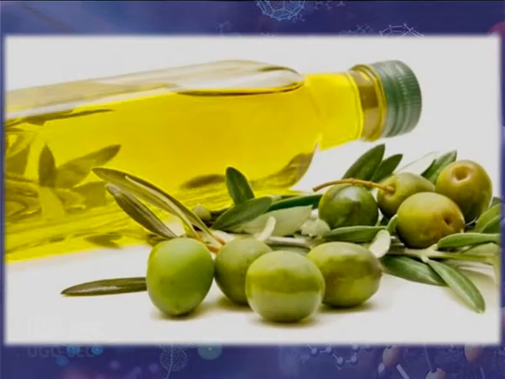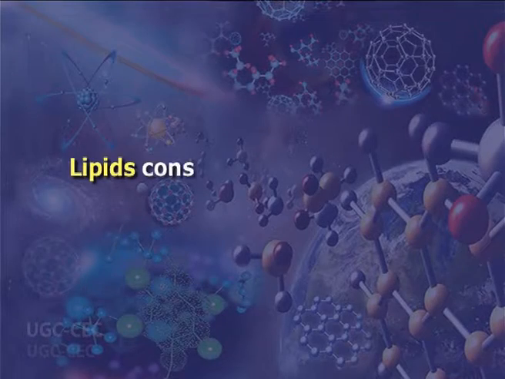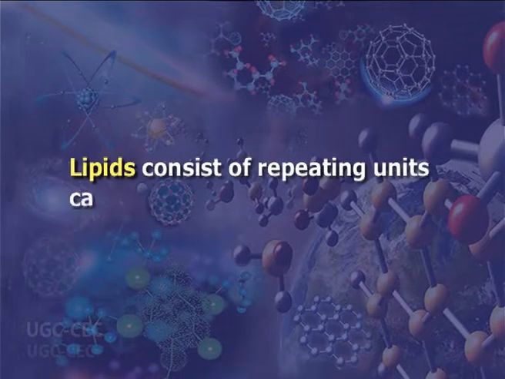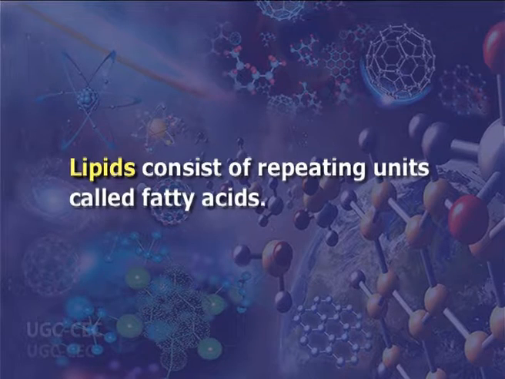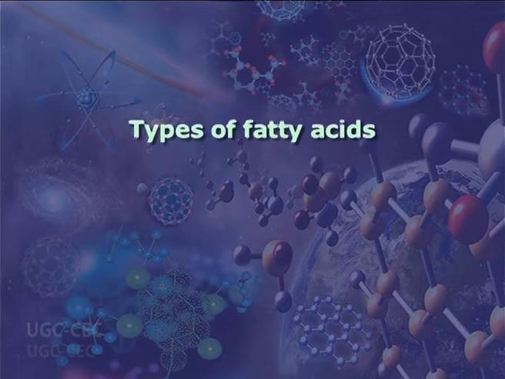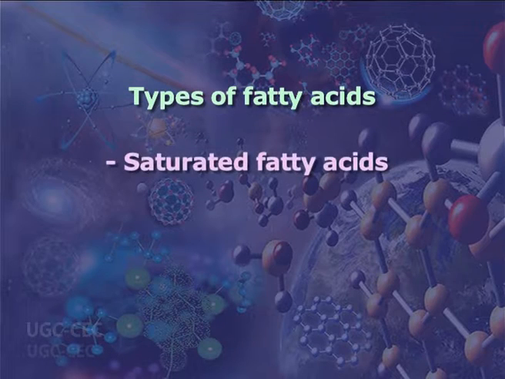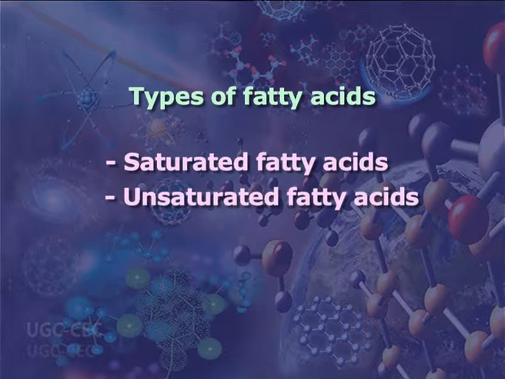Lipids. A lipid is an organic compound such as fat or oil. Organisms use lipids to store energy, but lipids have other important roles as well. Lipids consist of repeating units called fatty acids. There are 2 types of fatty acids. They are saturated fatty acids and unsaturated fatty acids.